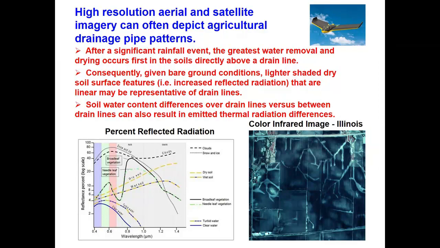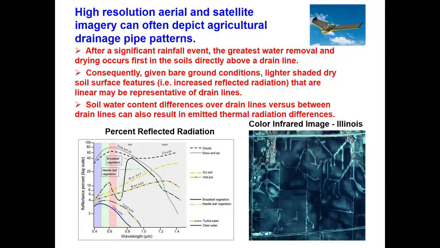So what you'll see in this graph here is that there's a greater amount of reflected visible and near-infrared radiation in dry soils than in wet soils. So directly over the drain lines, if it's going to be drier, you get a higher reflectance, kind of lighter shaded features. If you see these linear lighter shaded features, that may be indicative of a drainage pipe.